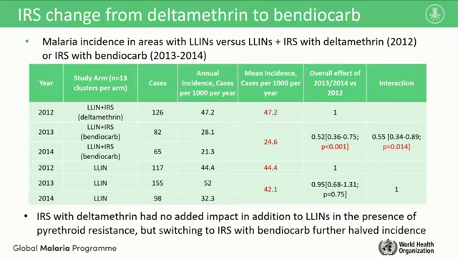Quite strikingly, when we observed the shift from deltamethrin to bendiocarb use, you can see this marked fall between 2012 and 2013 in malarial incidence. If you compare that across the control group, where there's just a single intervention, there's no evidence of change in malaria incidence over time. What we can see here is essentially a halving of malarial incidence following the switch from deltamethrin use to bendiocarb use. Again, showing a really strong impact of the use of an effective IRS agent.